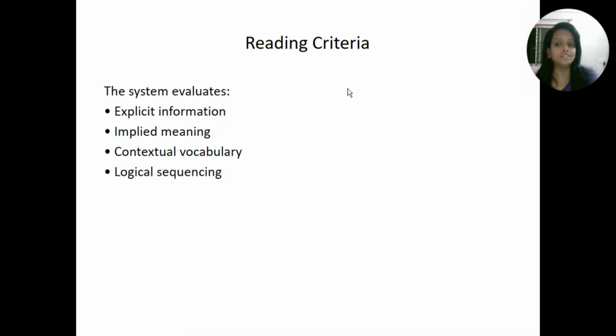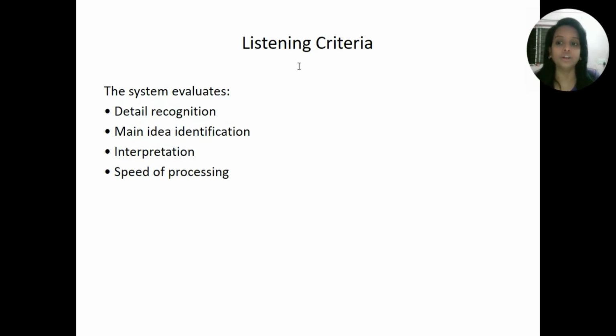Now we have seen listening, writing. Now we are moving on to reading. So in reading, the system checks your ability to process meaning accurately. This includes understanding explicit information, that means what is directly stated, understanding implied meaning, what is suggested but not told directly, your contextual vocabulary understanding, whether you can infer meaning from context or not, and the logical sequencing, like how nicely you're connecting your ideas. So all these are getting tested here. Got it? Then the next one is for listening marking criteria.